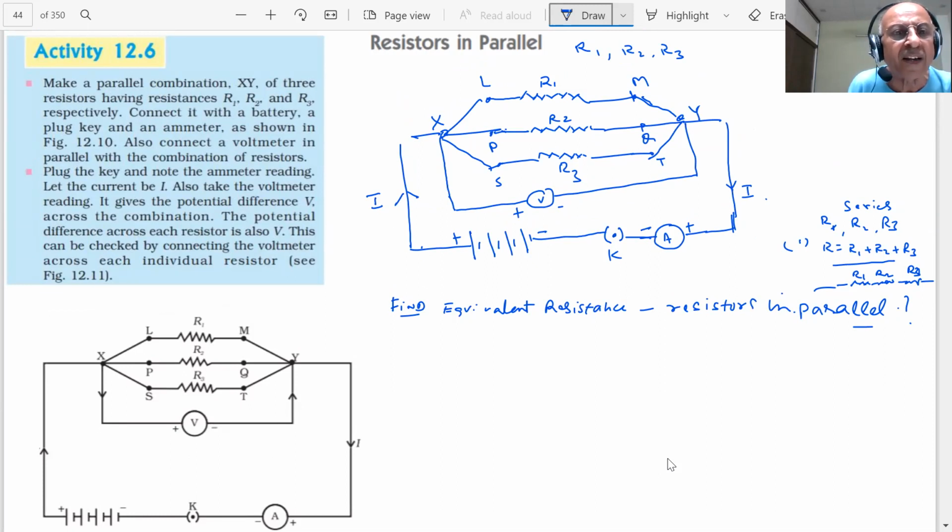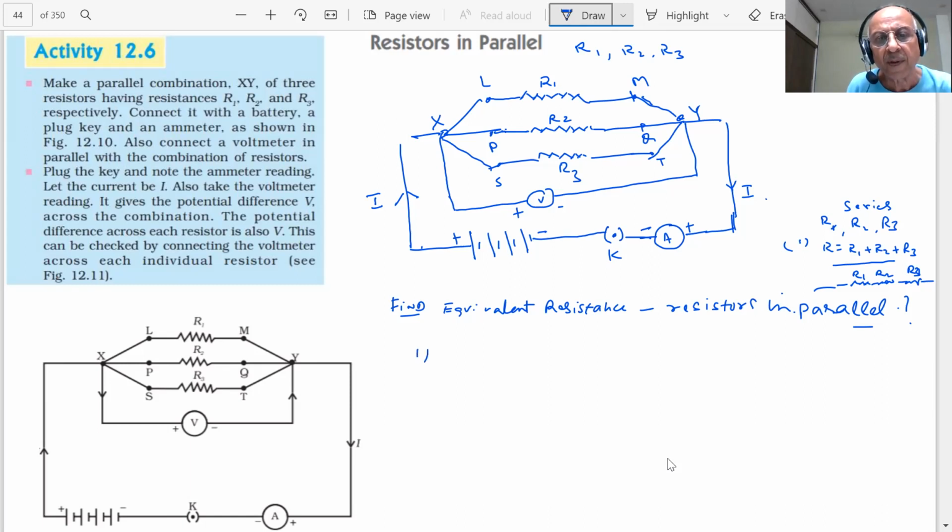Let the current be I. Also take the voltmeter reading. It gives the potential difference V across the combination. The potential difference across each resistor is also V. This can be checked by connecting the voltmeter across each individual resistor.